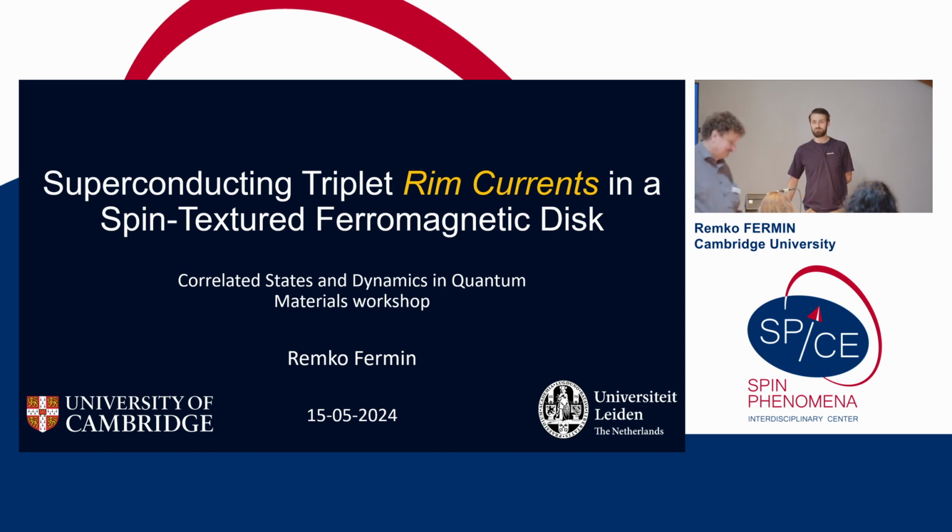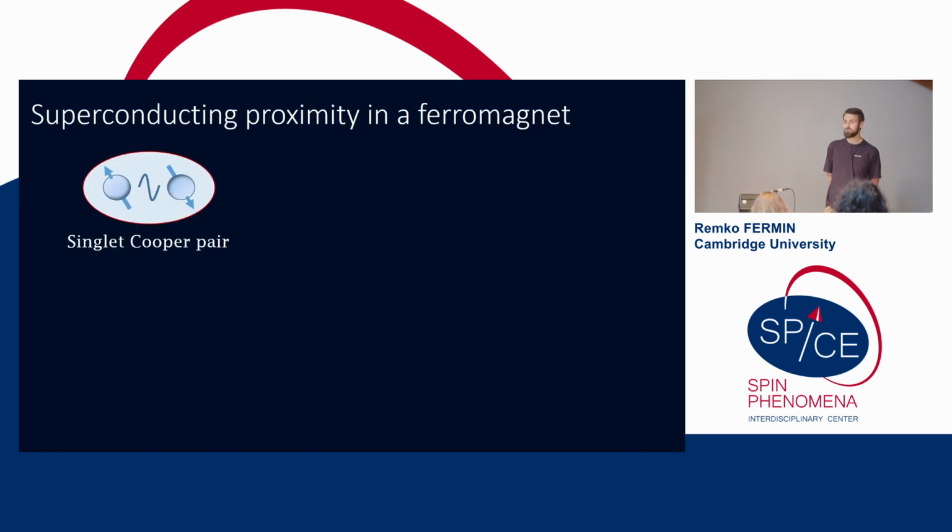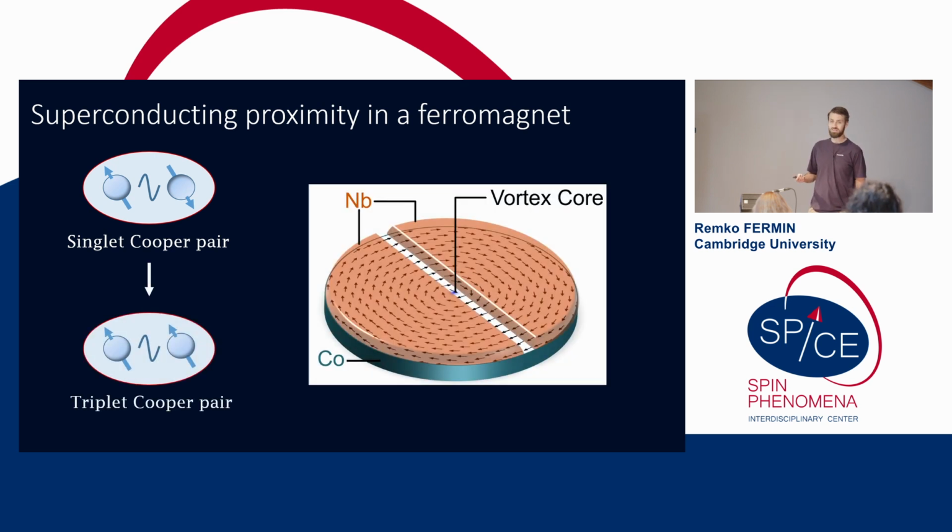Like I said, I'm going to talk about these rim currents, what they actually are, and how to generate them. And I hope that during my talk I can convince you that we can generate long-range triplet Cooper pairs from these singlet Cooper pairs using the vortex magnetization of a single ferromagnet.